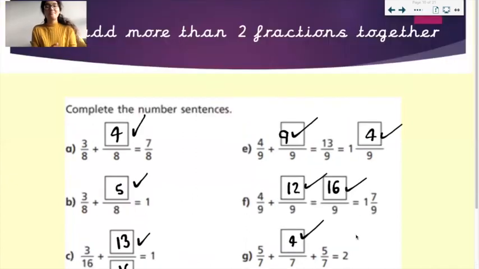That is all for our maths lesson for today, boys and girls, which was to add more than 2 fractions together. Really, really good job completing it.